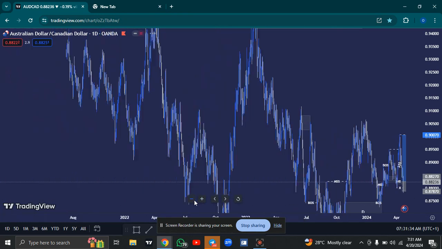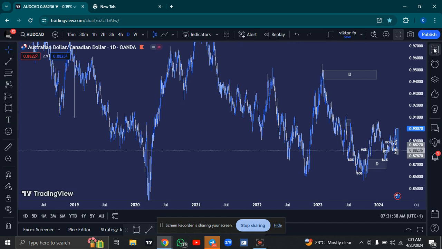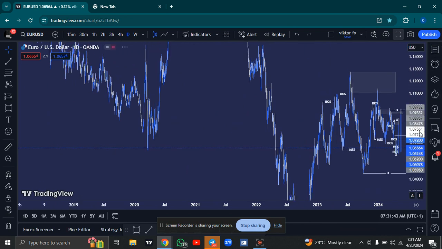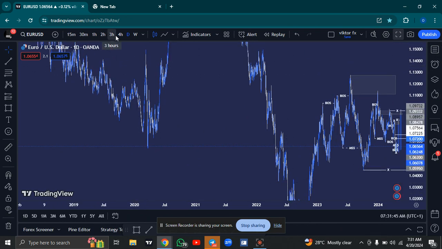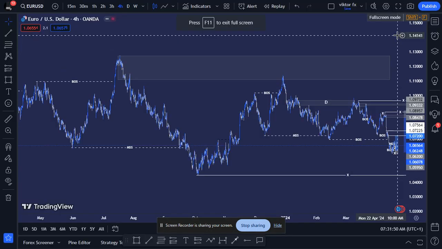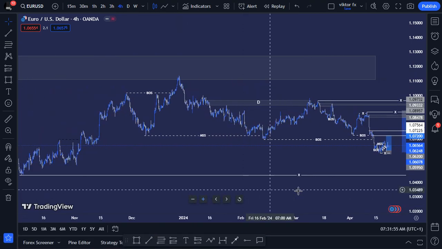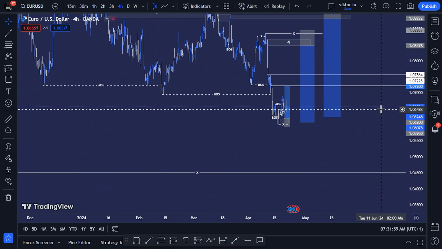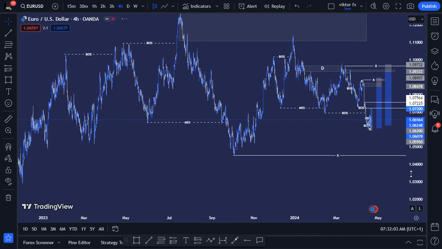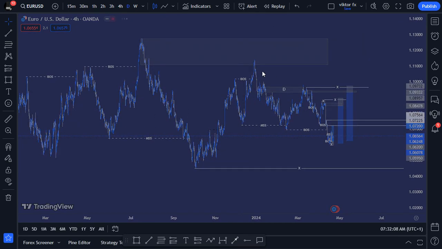So you can see price was very bearish. But let me just go straight to maybe EURUSD. Let me just quickly explain the trades that I took this week. As you can see, GBPUSD is overall bearish. We tap into this order block.